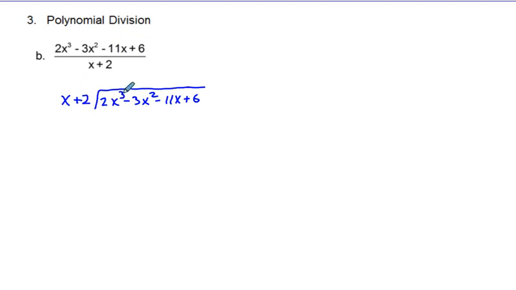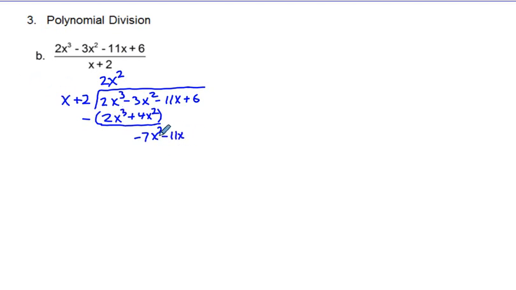We take 2x cubed divided by x is 2x squared. 2x squared times x is 2x cubed. 2x squared times 2 is going to be plus 4x squared. And now we're going to subtract and work down here. 2x cubed minus 2x cubed is 0. Negative x squared minus 4x squared is negative 7x squared. And we're going to bring down this negative 11x.